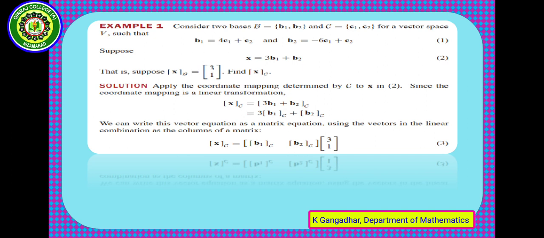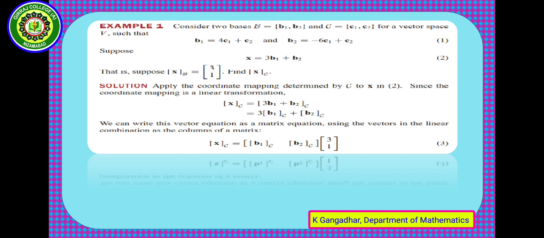So here is an example. Consider two bases B = {b1, b2} and C = {c1, c2} for a vector space V2, such that b1 = 4c1 + c2 and b2 = -6c1 + c2. Suppose x = 3b1 + b2, so the coordinate vector of x relative to B is the matrix (3, 1). Find x relative to C.